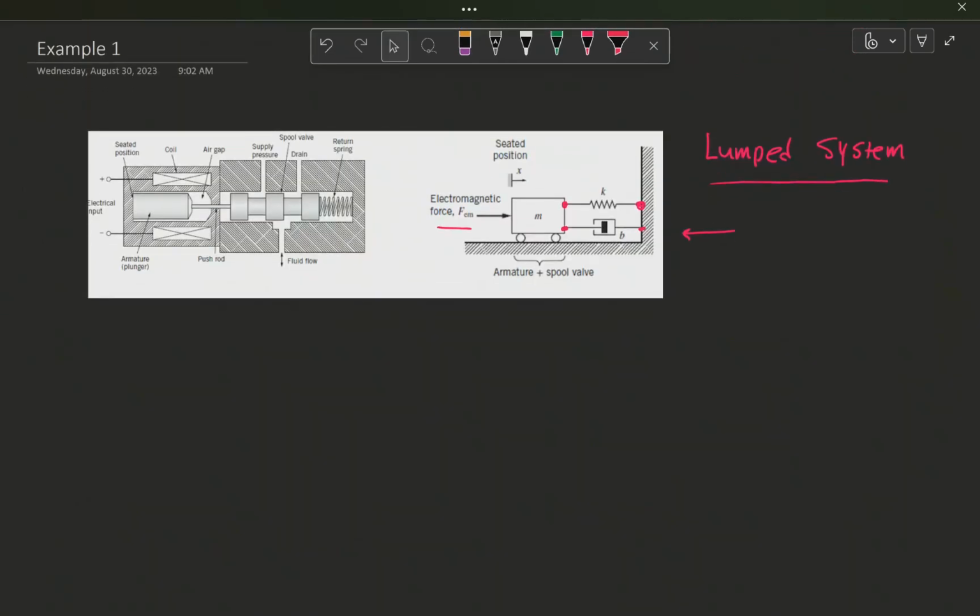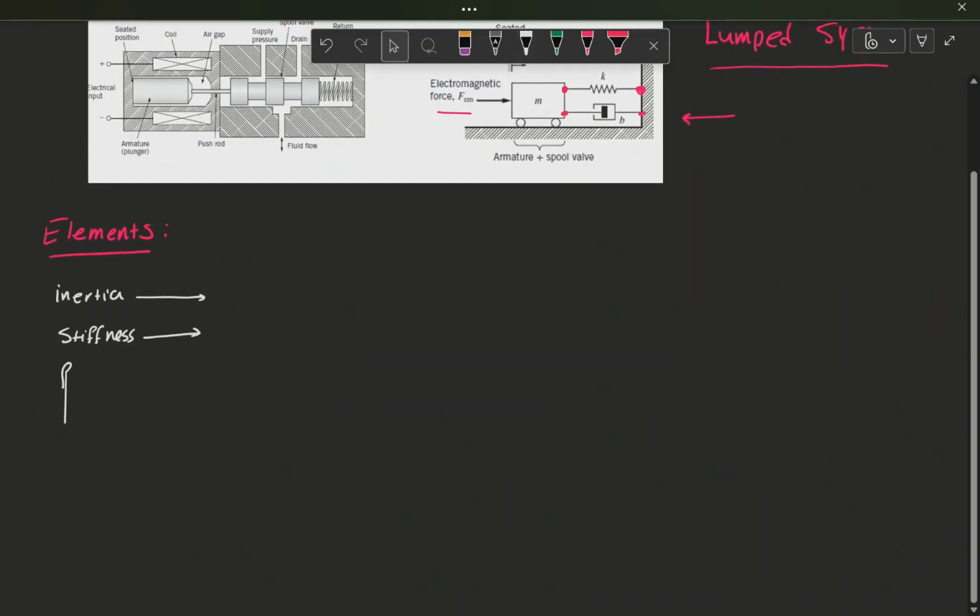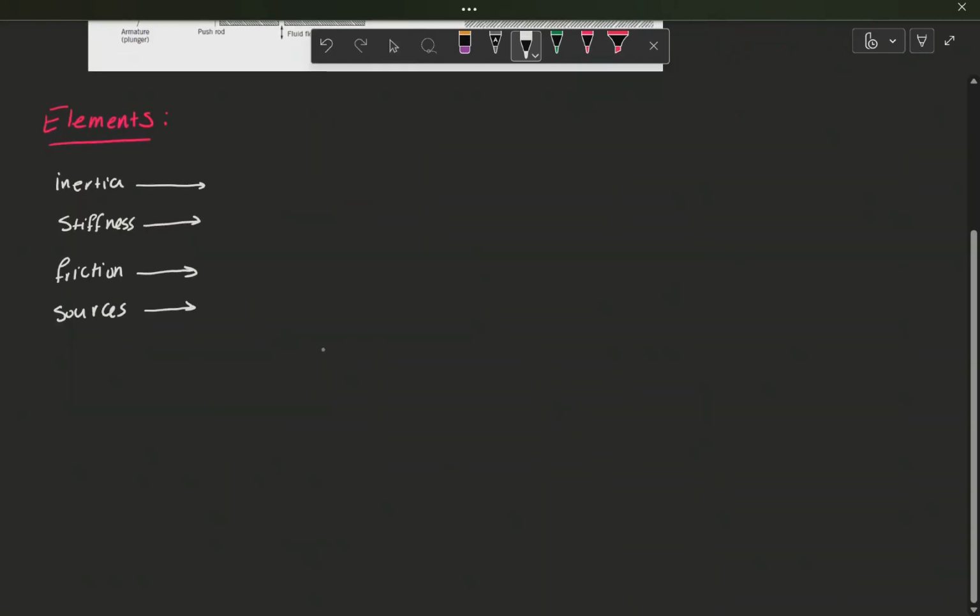For modeling a mechanical system, the first thing I want you to do is list the elements in the system. All the elements that you have, I want you to list them and put them in terms of inertia, stiffness, friction, the sources that you have, and the number of ODEs.